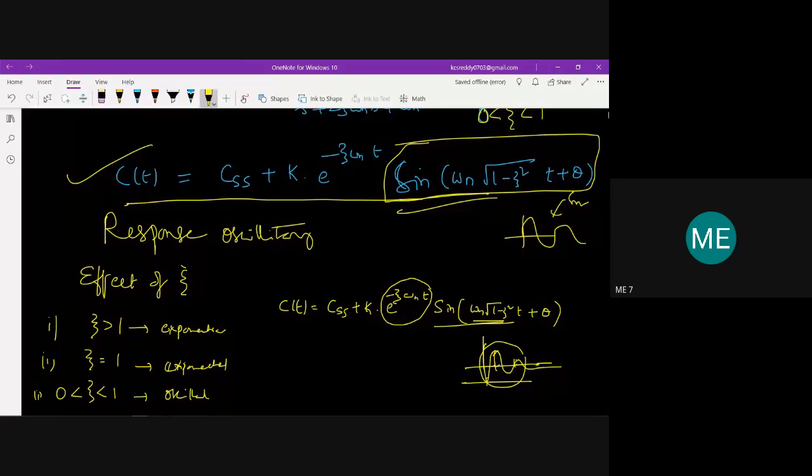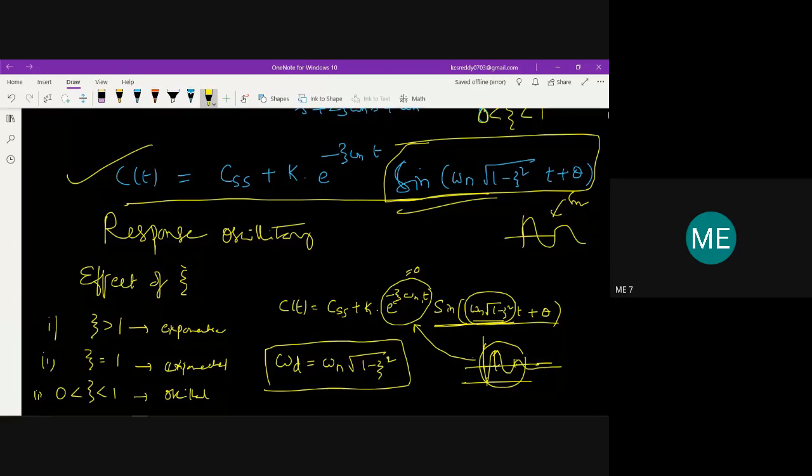Because of this negative exponential term, as t tends to infinity, this term equals 0, so the sine term dies off. As I said, with the reduced amplitude, this frequency we call damped oscillation, or damped frequency of oscillations, which we write as omega d equal to omega n into root of 1 minus zeta square.